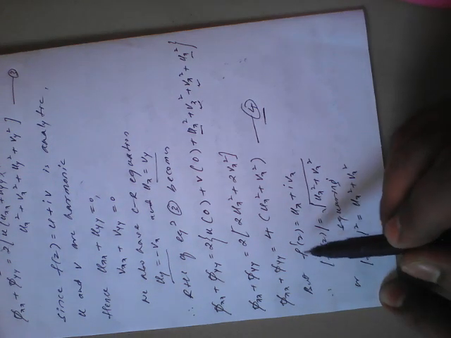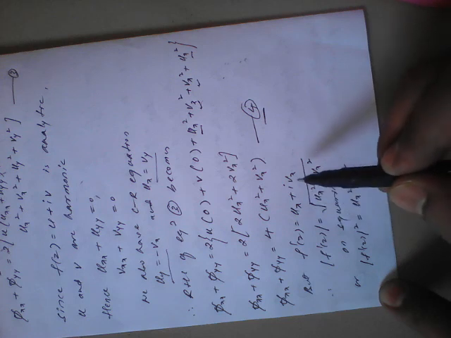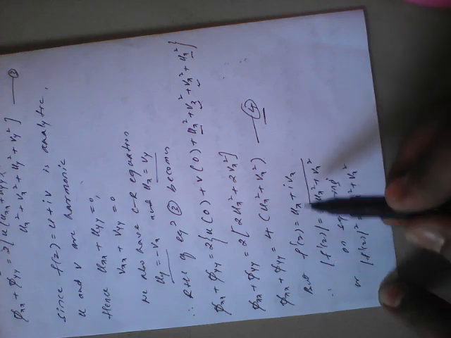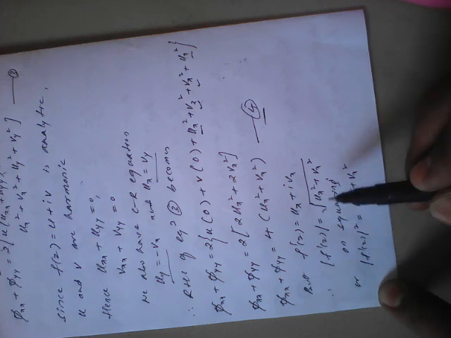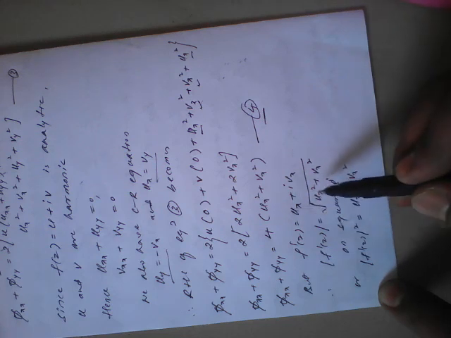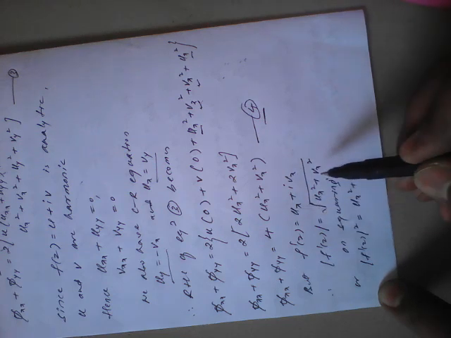But we know that to show the analytic, we know the result that f dash of z is equal to u x plus i times v x, and if you take the mod of this, the mod of f dash of z is equal to the square root of u x square plus v x square.